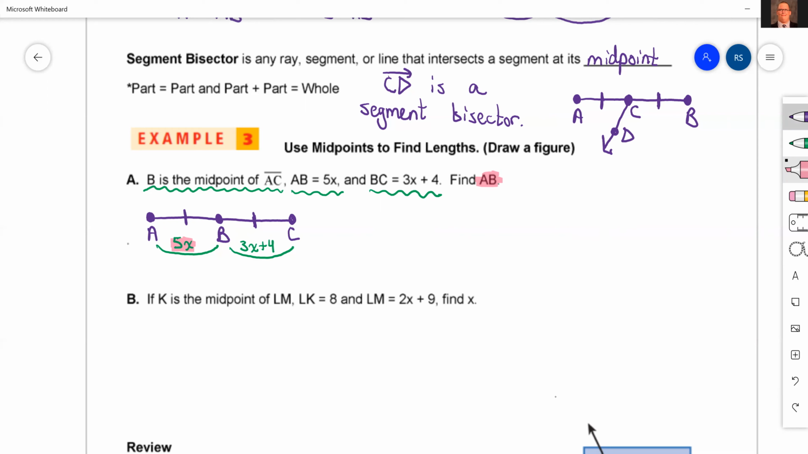Okay. Well, since we know that AB is congruent to BC, we can set these equal to each other. Because notice up here it says part equals part. So that's what we're using, this part equals part up here. So we're going to say 5x equals 3x plus 4. Now we need to solve for x.